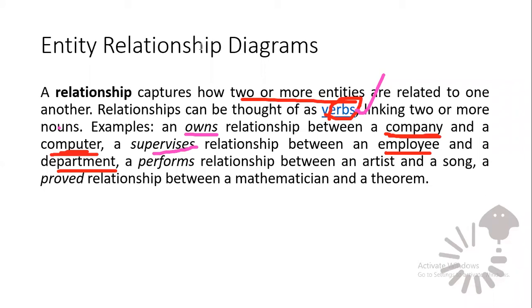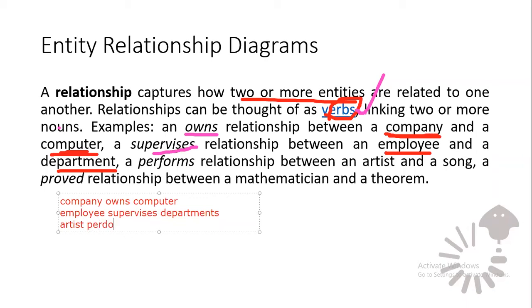If you will convert this into semantics, company owns computer. Yung second one, employee supervises department. Yung third one, artist performs a song. Last one is mathematician proves theorem.